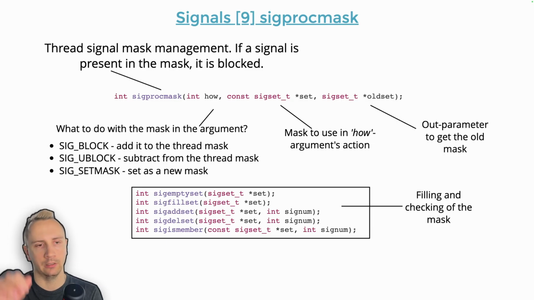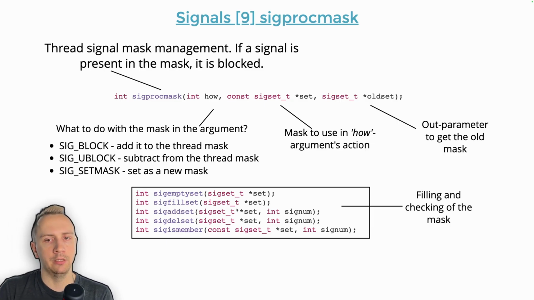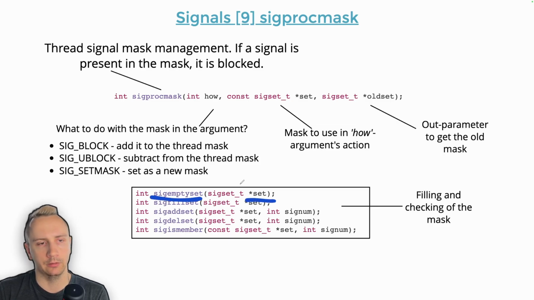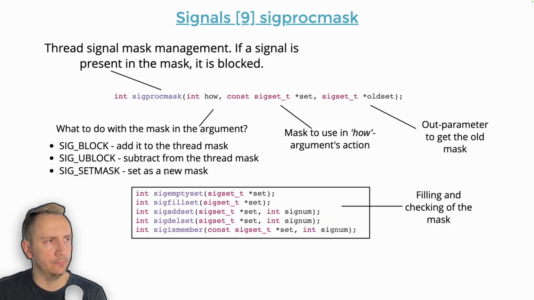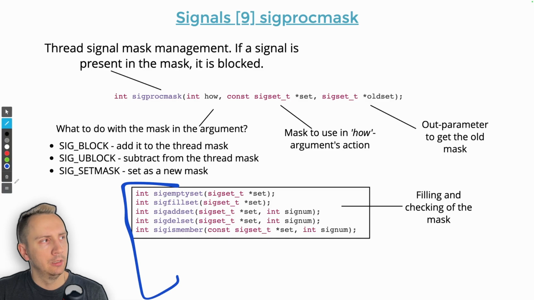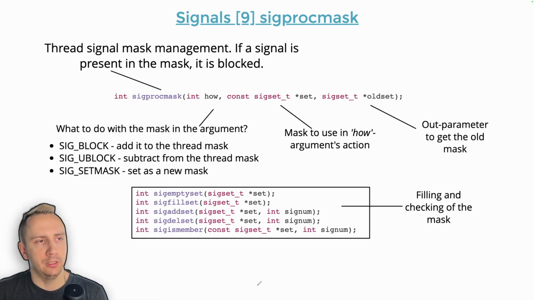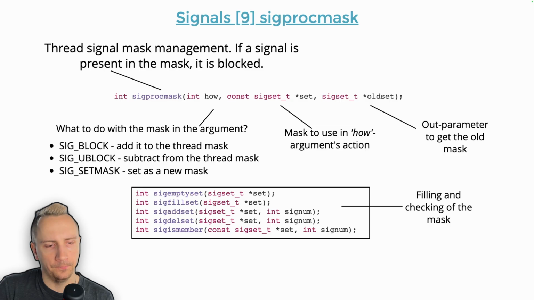And the helper functions are pretty much self-explanatory, I would say. So sigemptyset, you can use it to initialize the set as just empty, like completely zeros. Sigfillset, like set all the bits in the mask, all of them to ones. Or sigaddset, you set the bit for the given signal. Sigdelset, remove the bit for the given signal. And sigismember, you can check if a signal is present in the mask. So you have pretty much all the possible getters and setters that you can need in theory in your code.